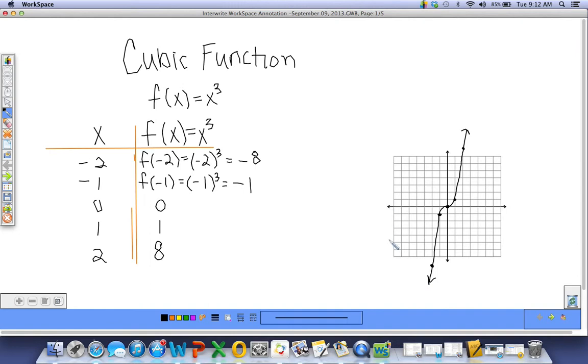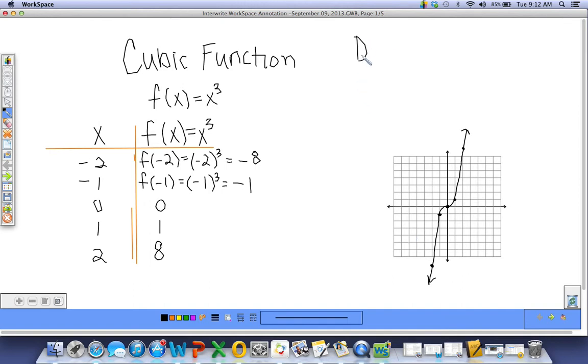It kind of looks like an S in a way. And we're going to get more into the cubic function in a later unit when we talk about polynomials. So we're just going to cover our basics. Well, this is a nice one to remember.